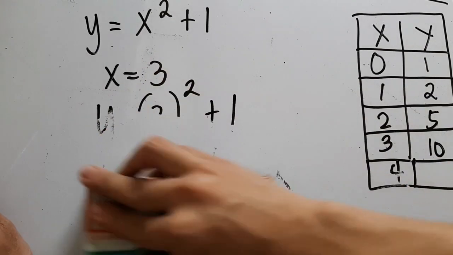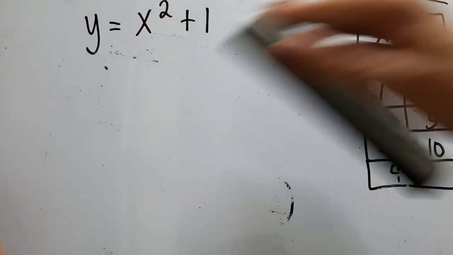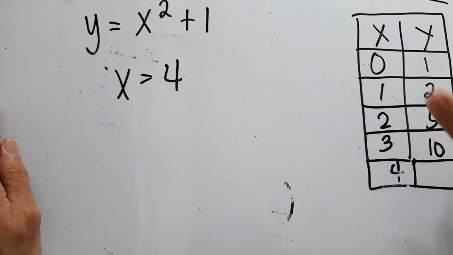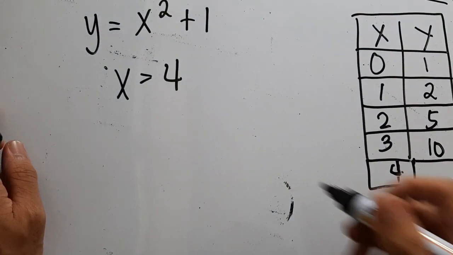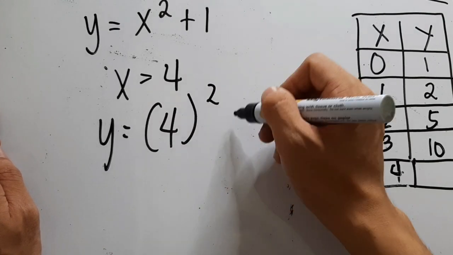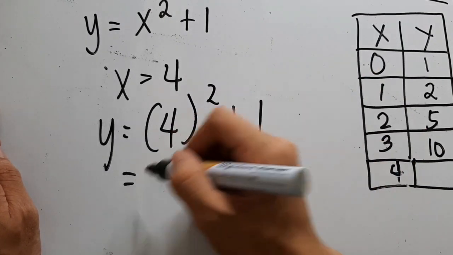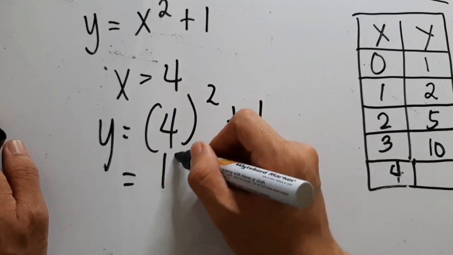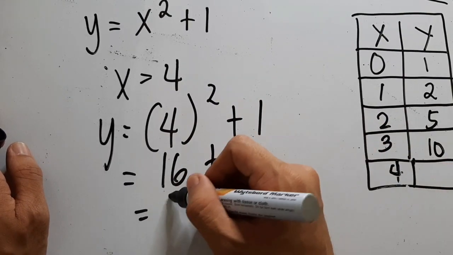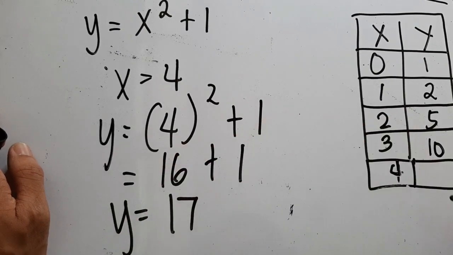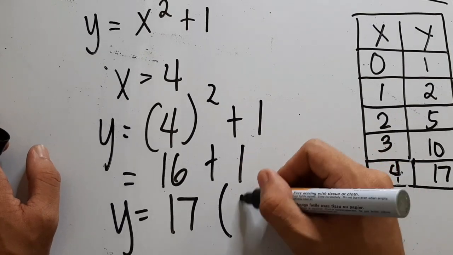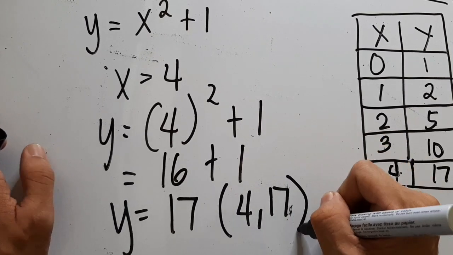Last, but definitely not the least. Paano naman kapag ang value ng ating x ay equal siya kay 4? So, we have y is equal to 4 square plus 1. 4 times 4 is 16 plus 1. 16 plus 1 is equal to 17. So now, the value of our y is 17. So, ang ating ordered pair ay 4 and 17.